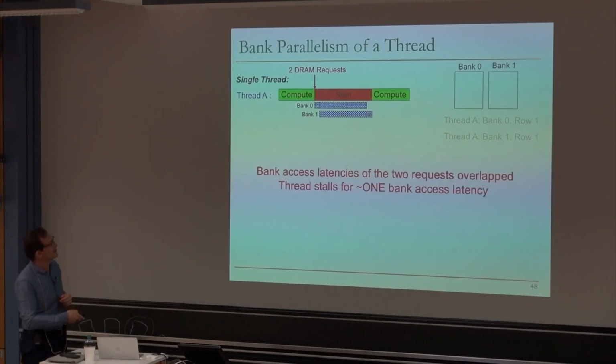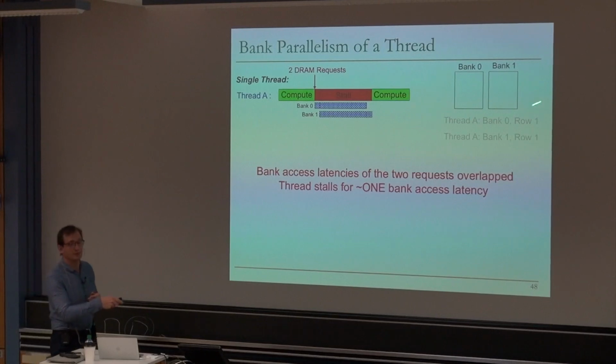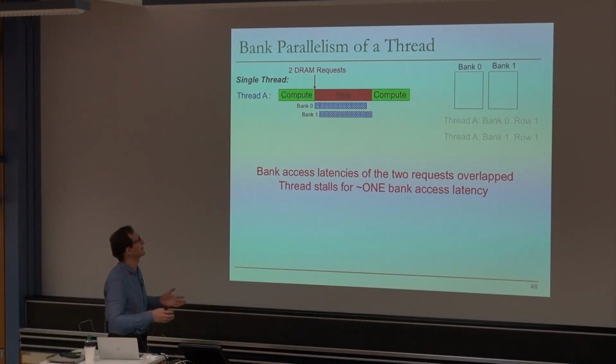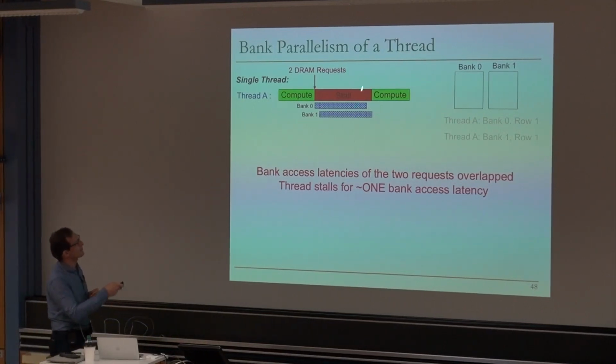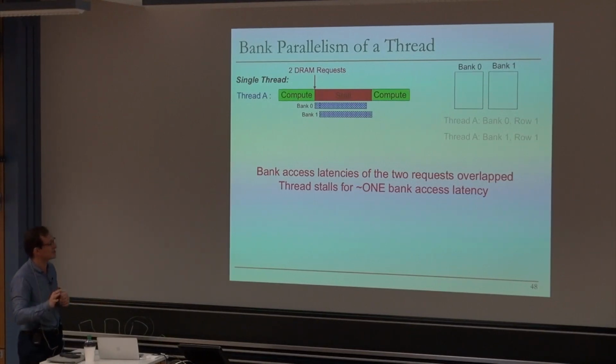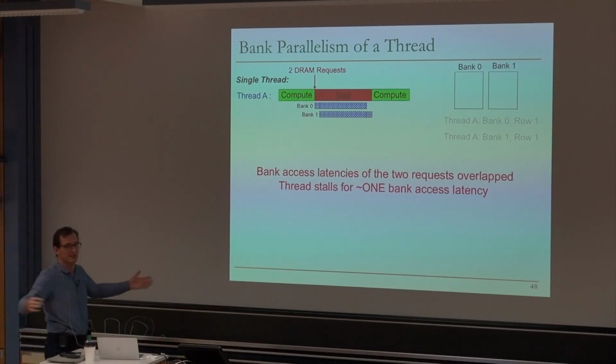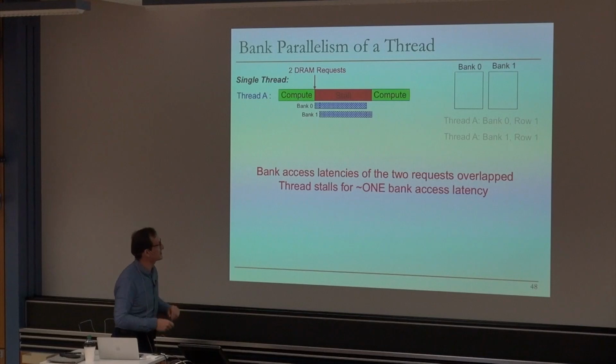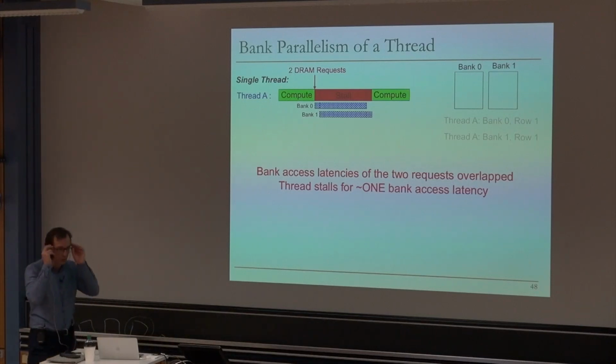So what happened here was, because these requests went to two different banks and were serviced in parallel at the same time, the bank latencies of the two requests are overlapped. As a result, the thread stalls for approximately one bank access latency. We're ignoring other components of the latency over here, assuming the bank access latency is the longest part of the memory latency, which is usually true, but not always, of course.